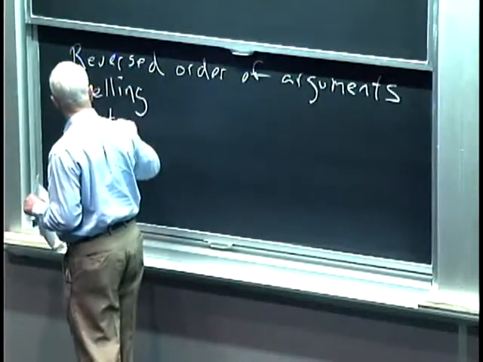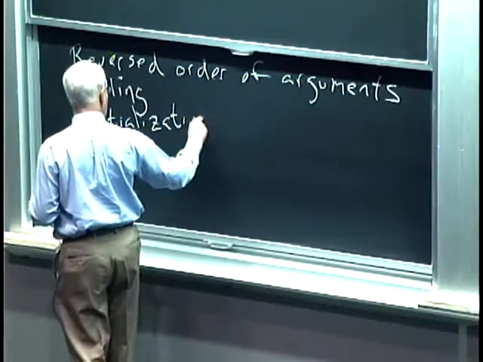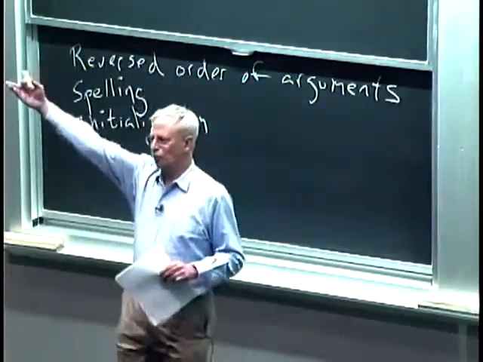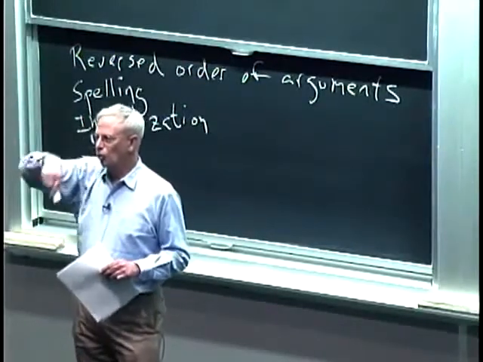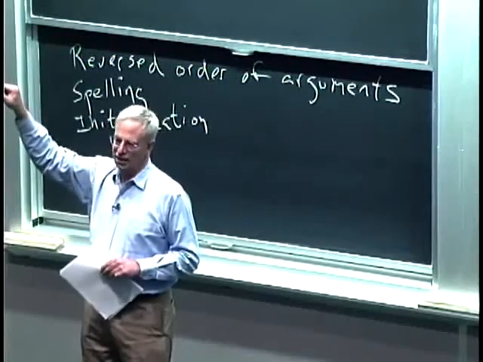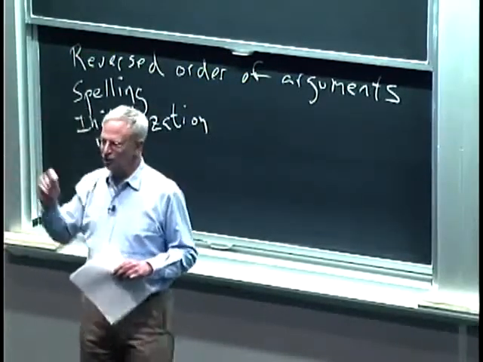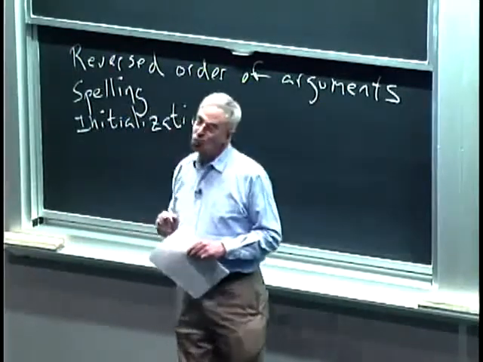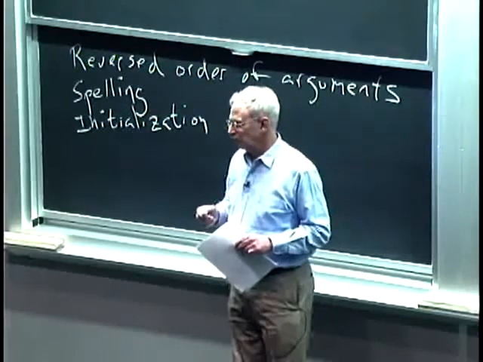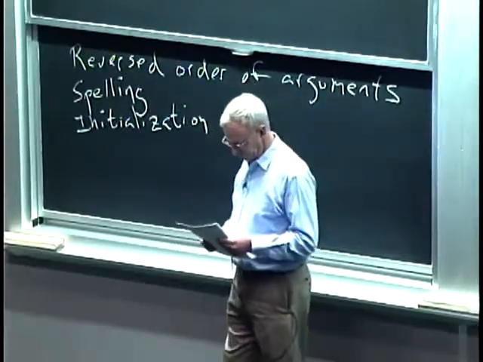Initialization. A very common bug is to initialize a variable, go through a loop, and then forget to reinitialize it when it needs to be reinitialized again. So it's initialized outside the loop when it should be initialized inside the loop, or conversely inside the loop when it should be outside the loop. So look carefully at when variables are being initialized.